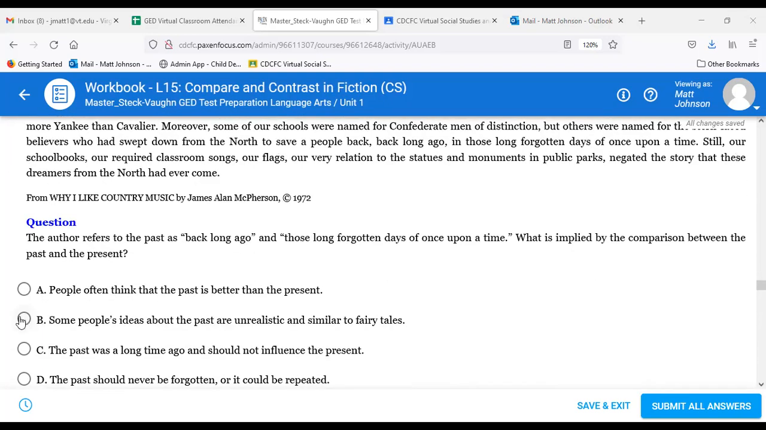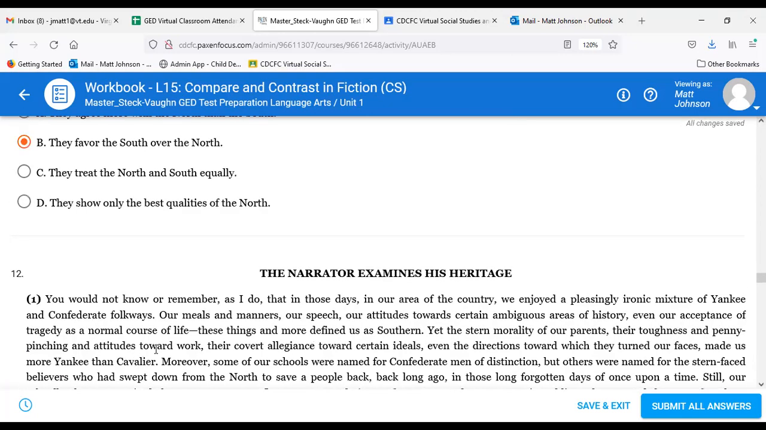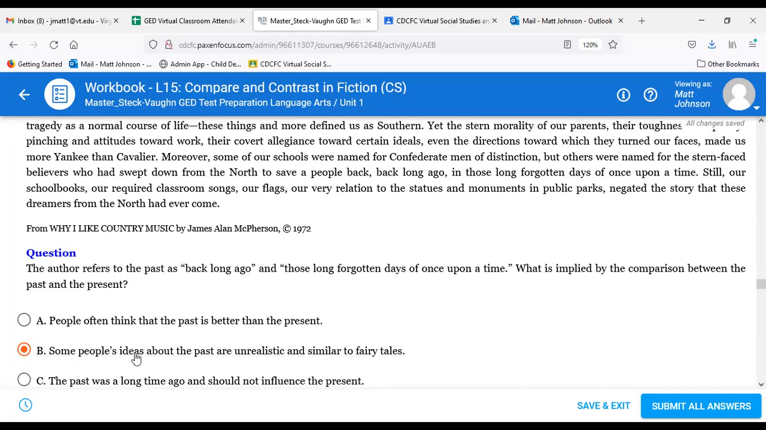It's B. Some people's ideas about the past are unrealistic and similar to fairy tales. We get that at the end of the passage. And at the beginning, ambiguous is kind of an operative term there, right? So, Confederate folkways, our mills and manners, our speech, our attitudes towards certain ambiguous areas of history, even our acceptance of tragedy as a normal course of life. So there is an unrealistic idea there. And then again at the bottom, not really accepting the real history.